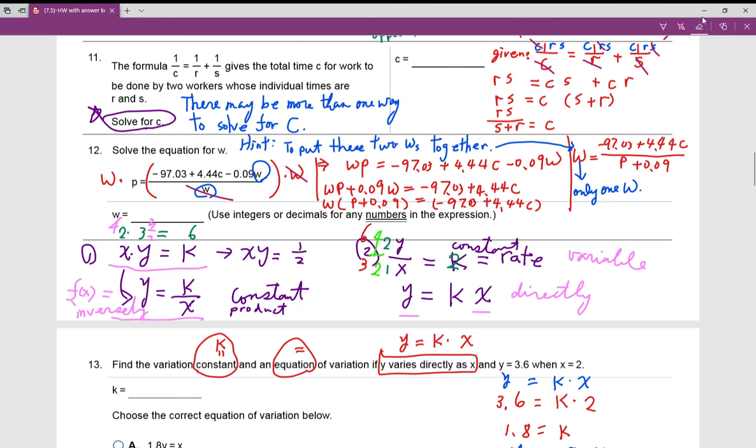So number 12, be careful. Can you reduce W and the W just here? Can you do that? No, you cannot do that. Because when you reduce, you want to make sure it's multiplication. So you need to multiply W on both sides of the equal sign. If you multiply W on both sides of the equal sign, then it becomes multiplication, then you can reduce these two.